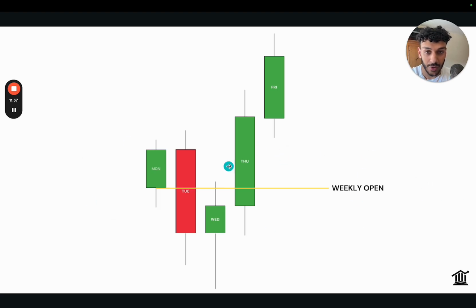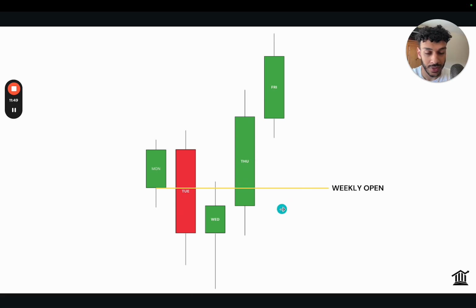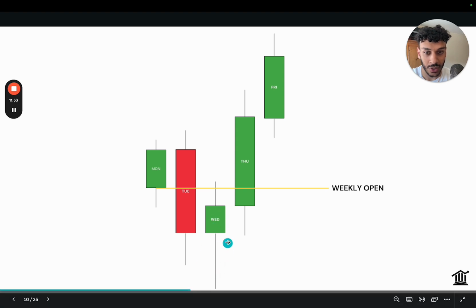We have the second profile. So this one would be where, for example, we hang around Monday, Tuesday, we go and reach the PD array on Wednesday, and then we extend higher. Now, again, two ways to look at this. We can either look to be sort of that turtle soup trader lower down in the leg.